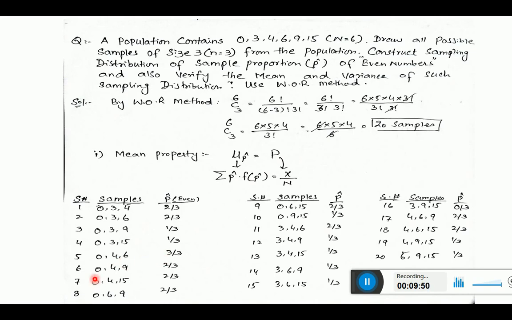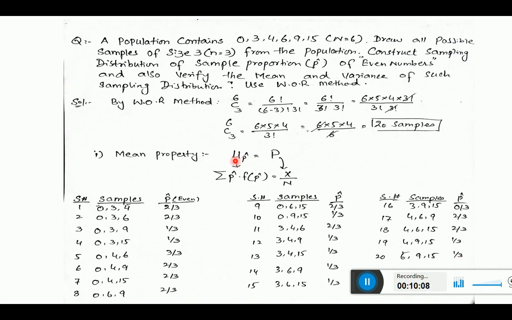Next take 0, 4, 9. 0 is even, and 4 is even. Meaning both are even. So 2 divided by 3. Now we have to find out p cap for every sample. And p cap is about the proportion of even numbers. Hopefully a bit of the idea will be clear.